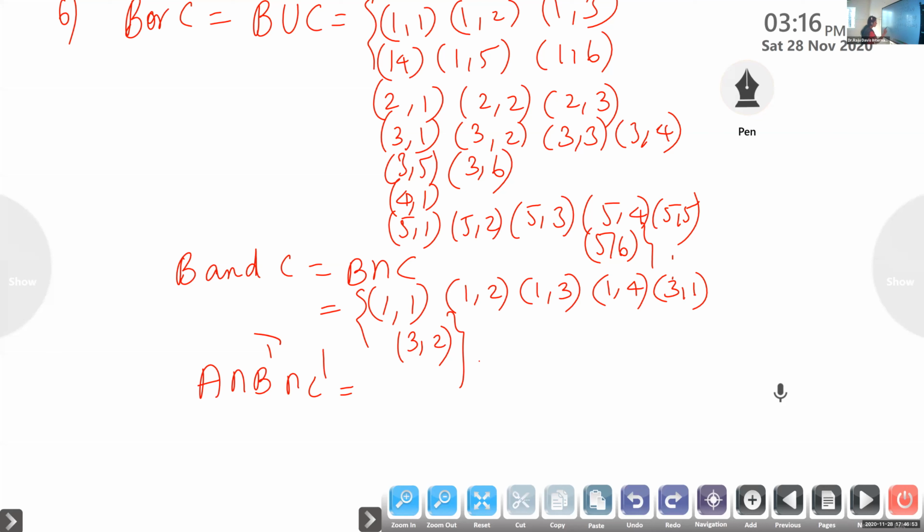So first you find what is A intersection B dash. A itself, isn't it? So it is same as A intersection C dash, isn't it? Because B dash is same as A. So it is A intersection C dash. What is A intersection C dash?